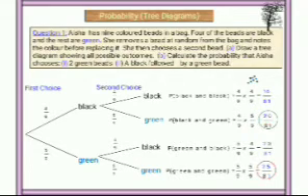Is that clear? So this is the question for what? 2 green beads. The answer is 25 over 81. Then a black followed by a green is equal to what? 20 over 81. That is the first question. Now let's look at another question here.